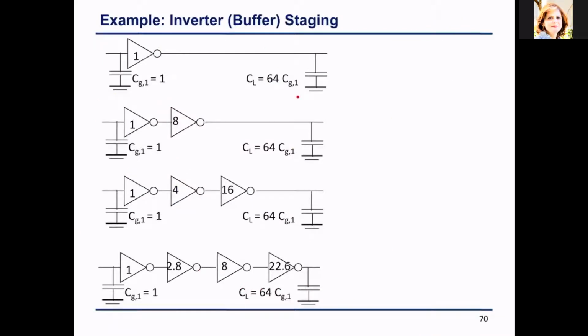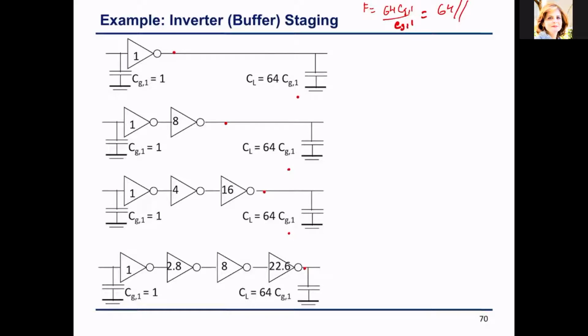هون عندي fixed C load على طول 64. يعني أنا عندي البيج F هي 64 CG1 على CG1، يعني هي 64. And he's showing me as I am adding inverters كيف الديلي حيمرق بالoptimal phase. مفرجيني as I increase n وين ممكن يصير optimal.